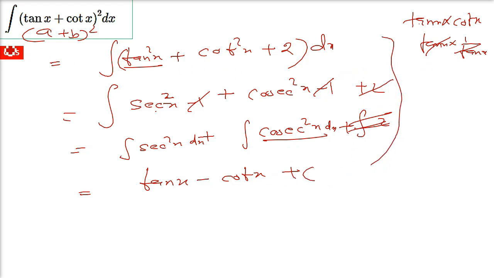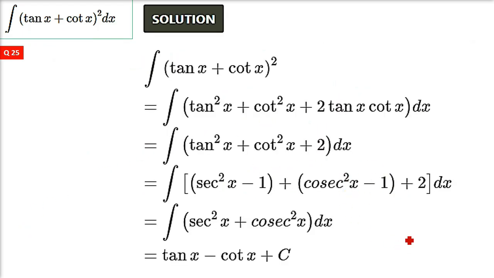This is how we have used this formula, a plus b whole square. Then we used again the formula tan square x is equal to sec square x minus 1 and cot square x equals cosec square x minus 1. 2 gets cancelled with all of them, and then we have the standard result, which is integration of sec square x, which is tan x, integration of cosec square x, which is minus cot x. So this is how you learn the formula also, you solve it also. So this is the formal way or the clear way to understand.